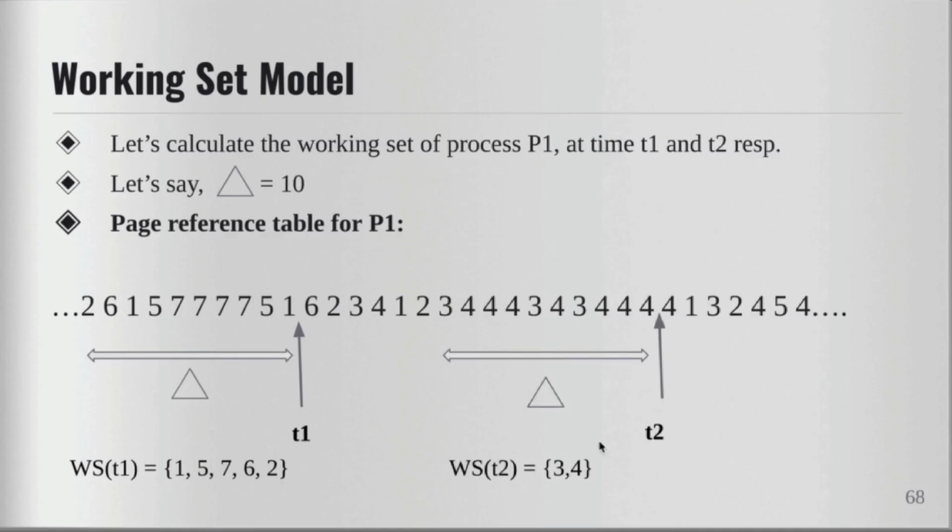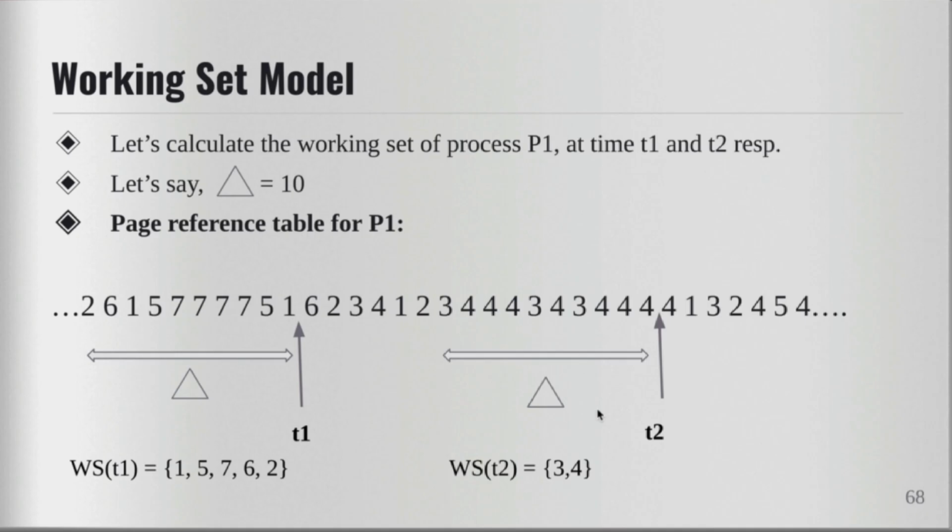So let's take this example. The first time there were 1, 5, 7, 6, 2 in the working set window, but later on the pages required at time t2 were only 3 and 4, which means some of the pages can be released because they are not needed, right? So we can release the frames that were occupied by these pages.